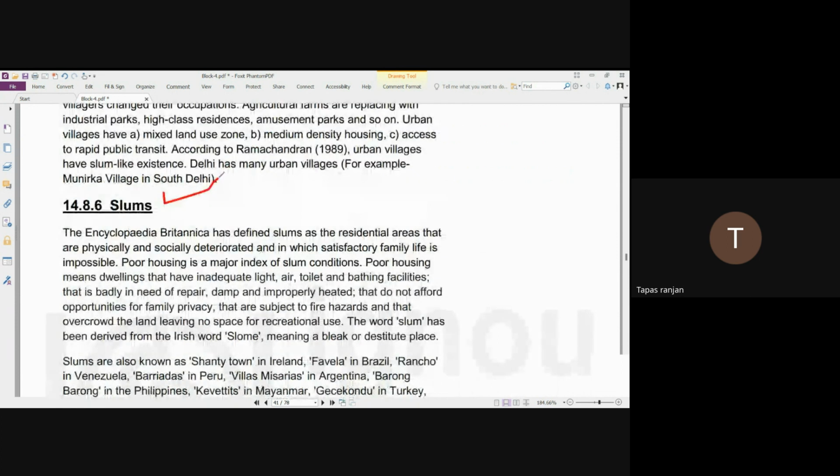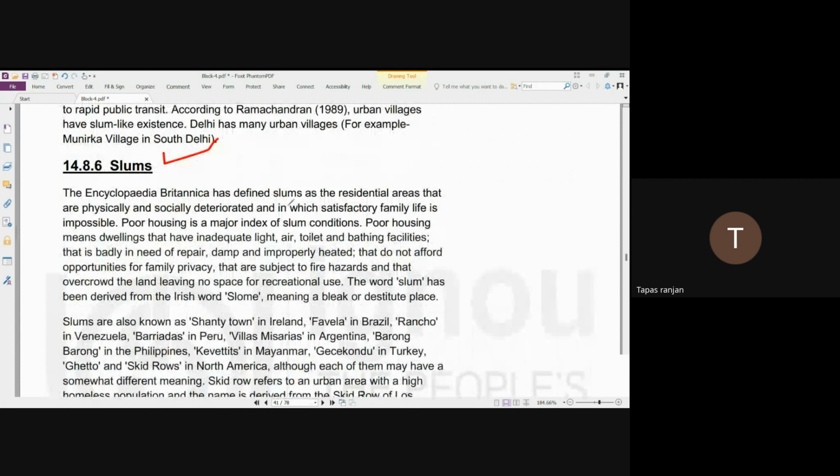Then slums. Slums are also important parts of urban morphology. Why? Because a lot of people start migrating to the urban places for job opportunities. So the poor people basically start residing near all those areas which will suit their standards.